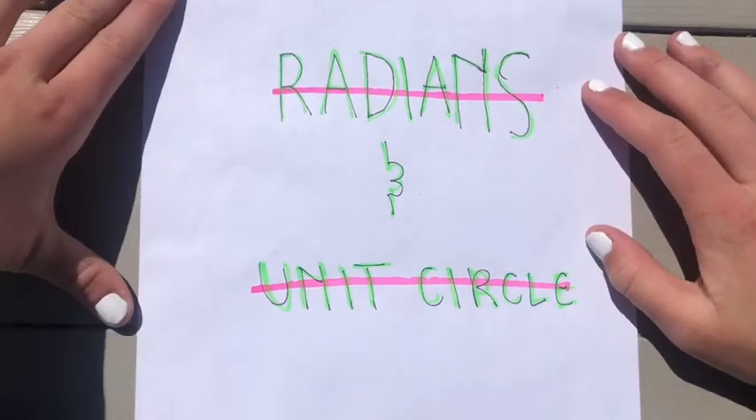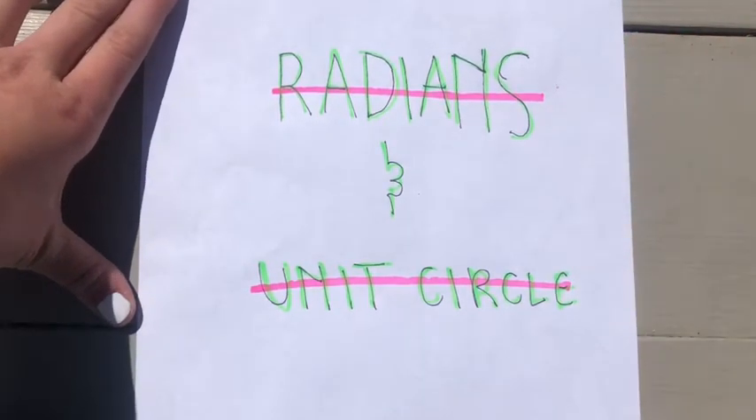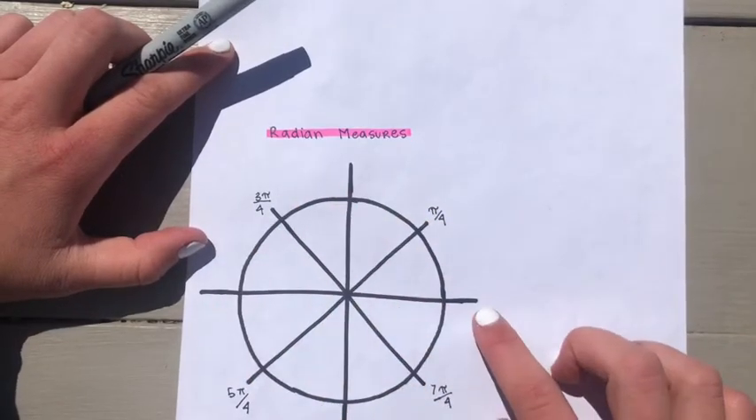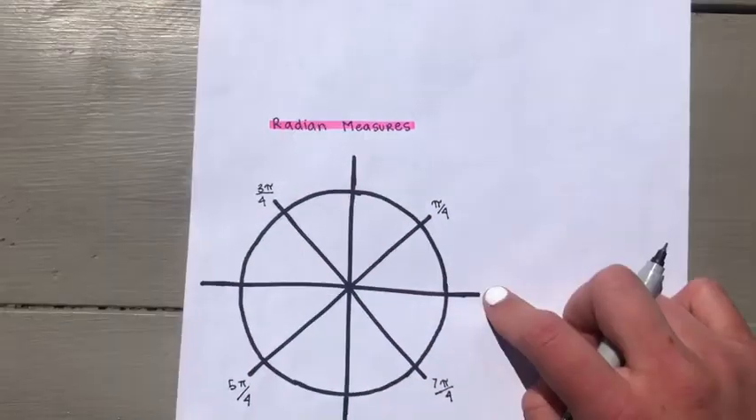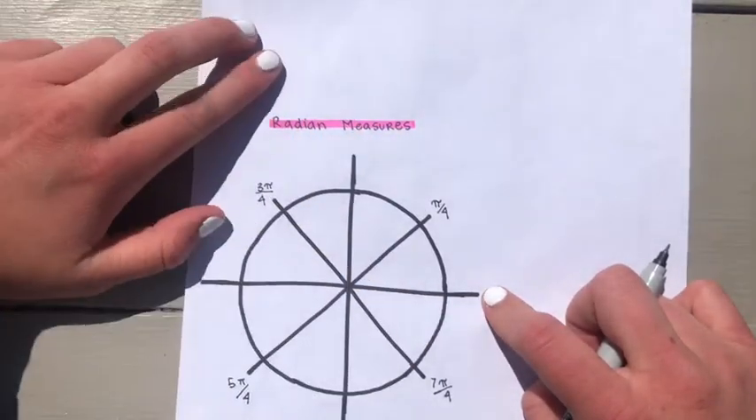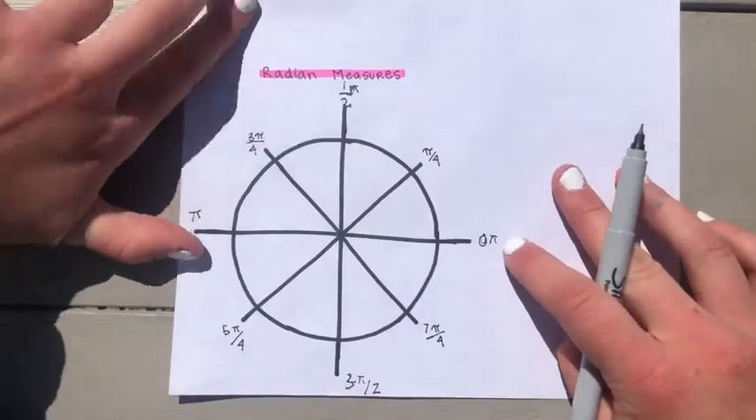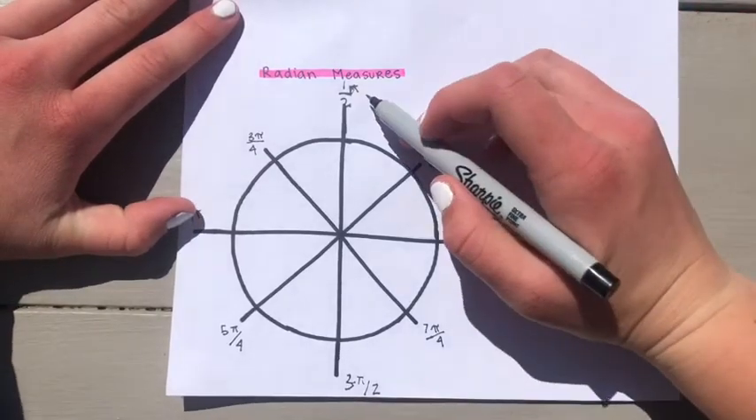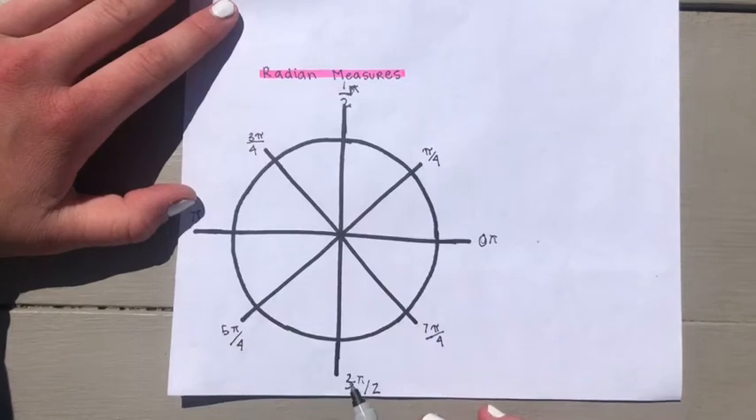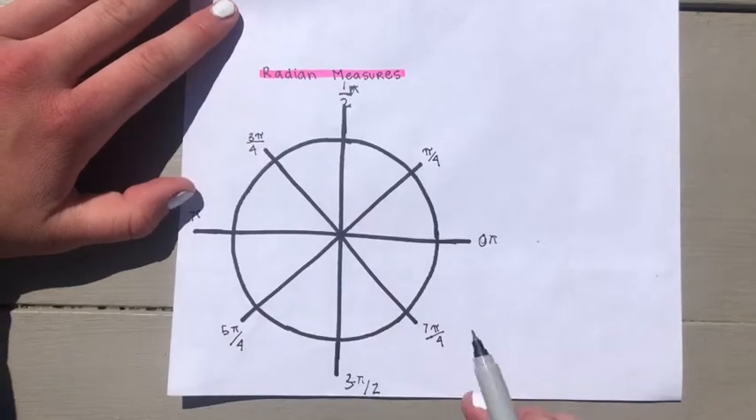The topic of my math video today is radians in the unit circle. In the unit circle, there are radians that correlate to different degrees. The unit circle is labeled in a counterclockwise layout. At 0 degrees, we have 0 pi, and at 90 degrees, we have pi over 2, and at 180 degrees, we have pi, and at 270 degrees, we have 3 pi halves.